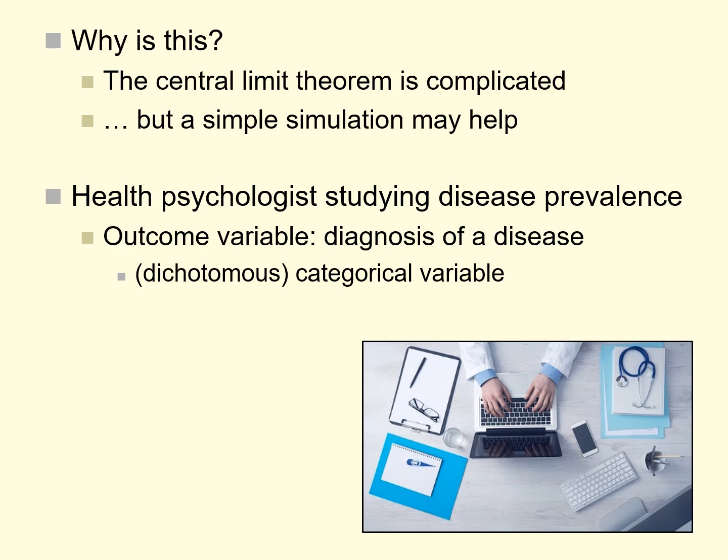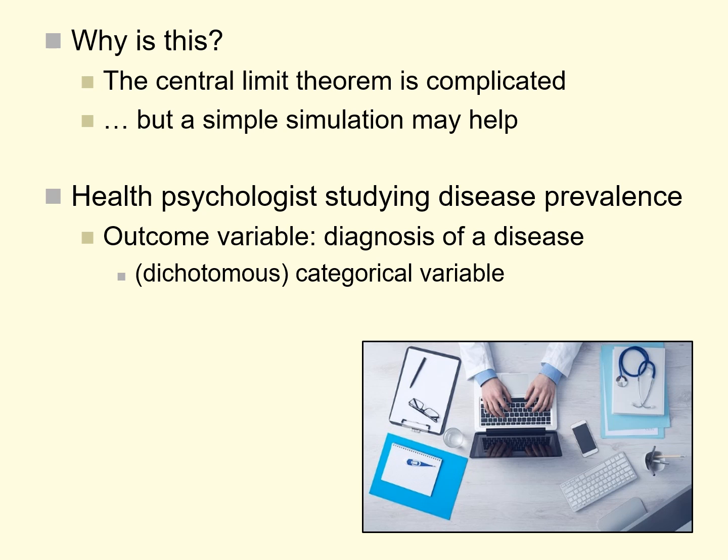You sample a population of patients in a hospital system, or students in a school system, or something like that, and you have a single outcome variable, which is just diagnosis of a disease. To keep it really simple, let's imagine that outcome variable is dichotomous. It's a categorical variable with only two possible levels. So each individual person in your sample either has the disease or doesn't have the disease. And let's just assume that you're able to measure that fairly precisely because you conduct clinical interviews with each of those folks.